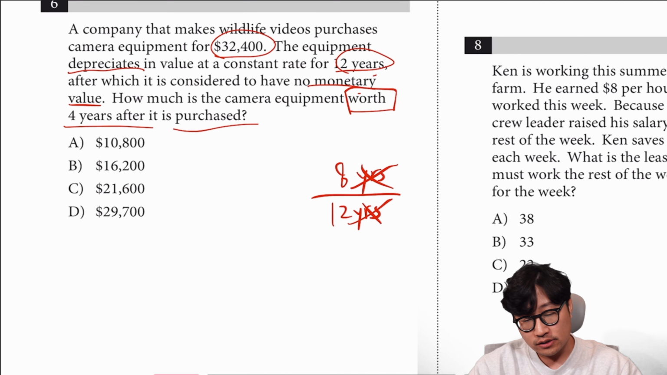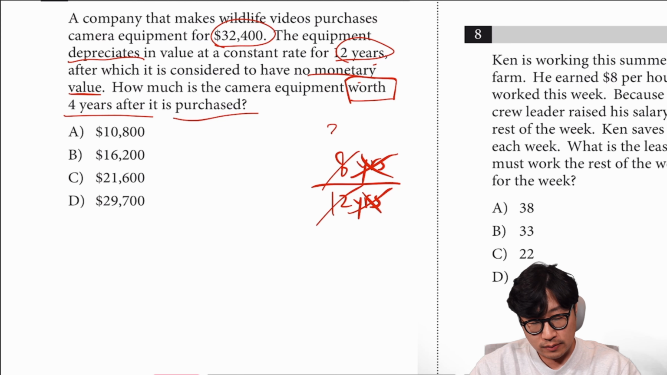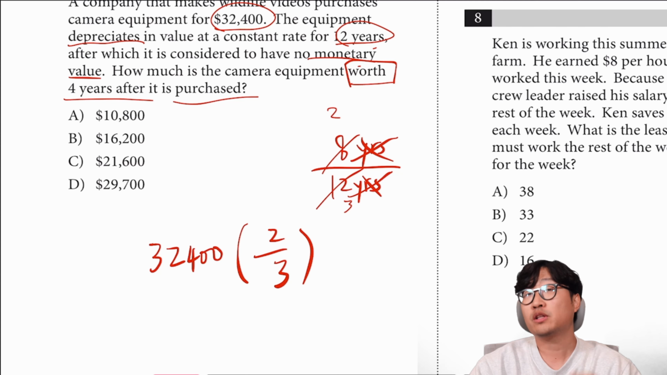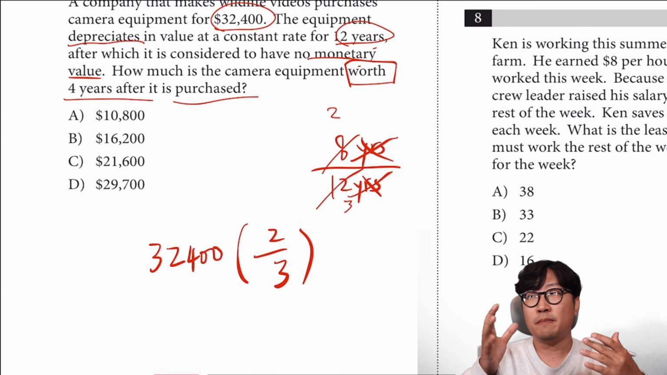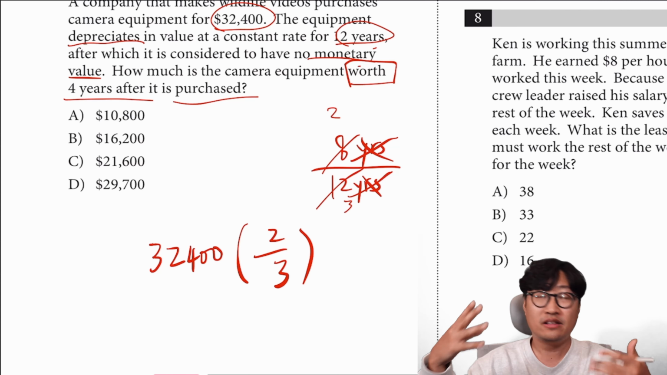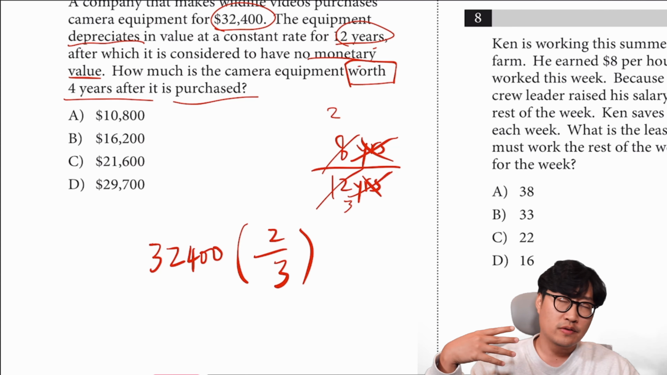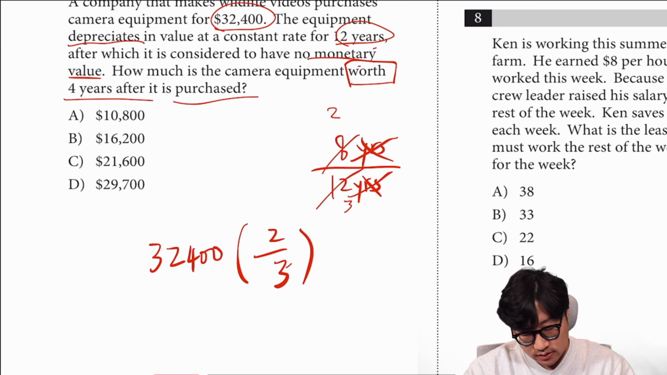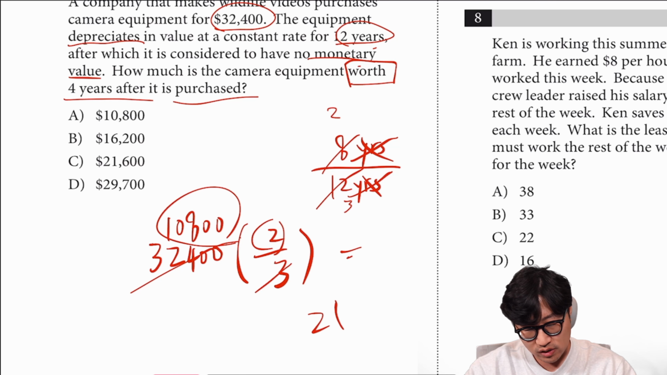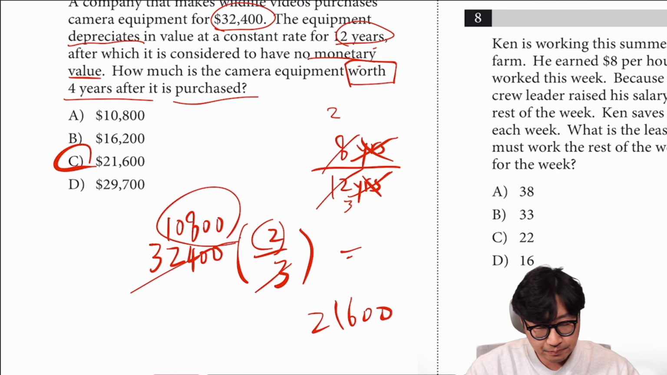So cancel the years. And you can cancel by 4, so that'll be 2 and 3. So basically just take that 32,400 and multiply by 2/3 because only 2/3 of the value is remaining, right? Once again, 1/3 is the amount that is already depreciated. So I'm just taking that off, right? How did I get that 1/3? 4 years out of the 12 years, that's 1/3. So go ahead and just cancel the 3. So that would be 10,800, multiply that by 2, and that should be 21,600, answer choice C.